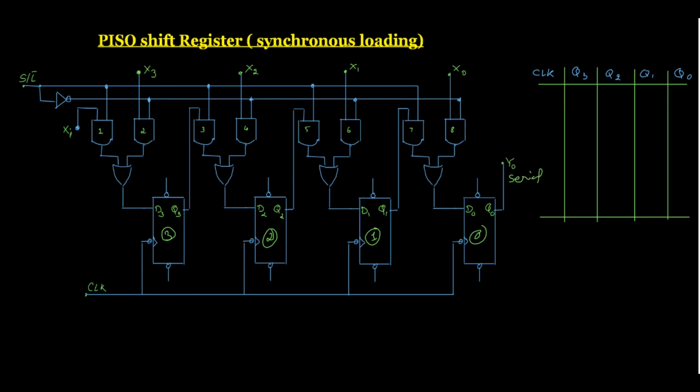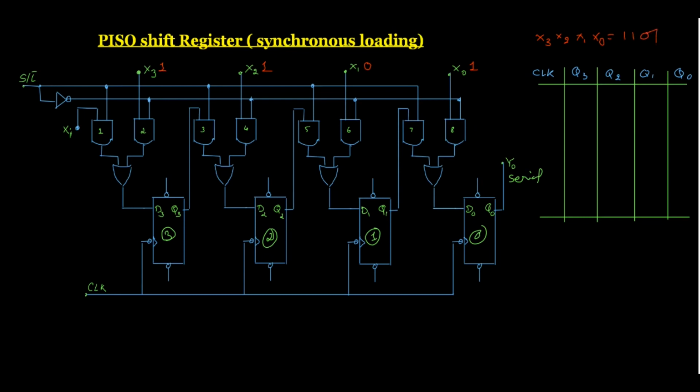Input to this SIP register is a 4-bit binary number. Let us say these binary numbers are again x3 is 1, x2 is 1, x1 is 0 and x0 is 1. So if I write my data x3, x2, x1, x0, it is 1, 1, 0, 1.